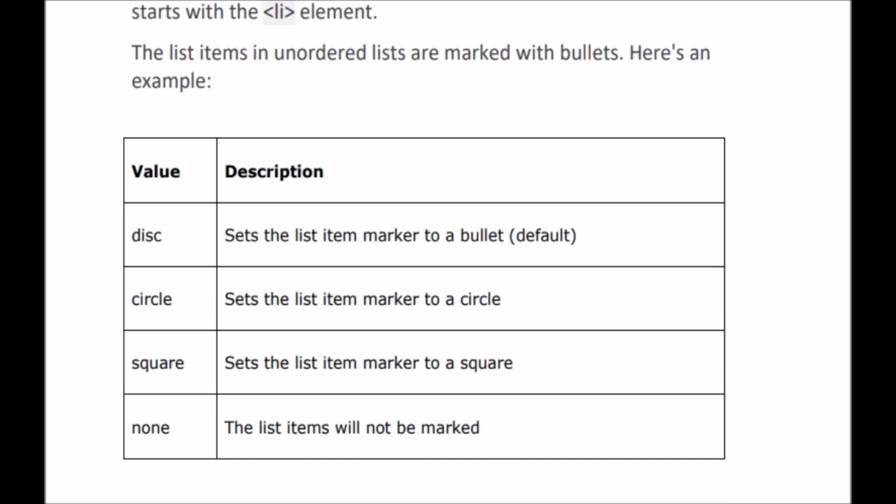The first is disk, which is used to set the list item marker to a bullet, which is the default. If you do not set it to circle or square, then by default it will be disk. The second is circle, which is used to set the list item marker to a circle. The third is square, which sets the list item marker to a square. And the fourth is none. If it is applied, the list item will not be marked at all.